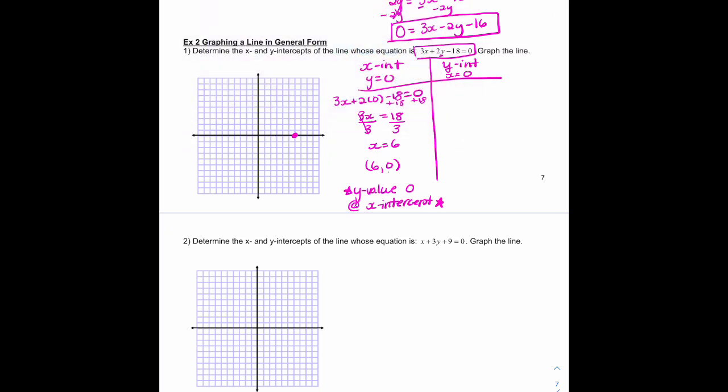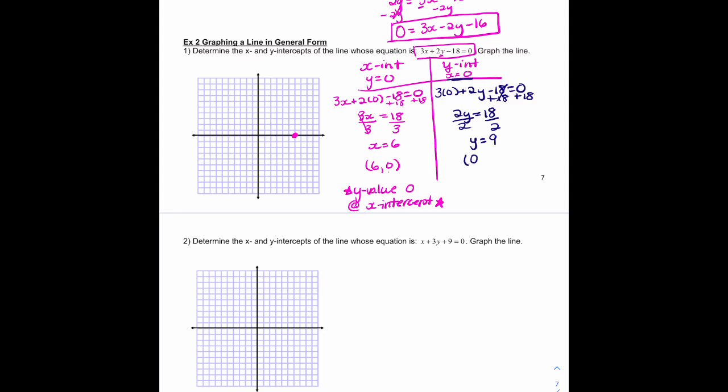Let's find the y-intercept. So x is 0 at the y-intercept. So 3 times 0 plus 2 times y minus 18 equals 0. 3 times 0 is 0. Positive 2y, I'm going to add 18 to both sides. So that gives me 18. 2 is multiplying y. The opposite is dividing. So I divide both by 2. 18 divided by 2 is 9.